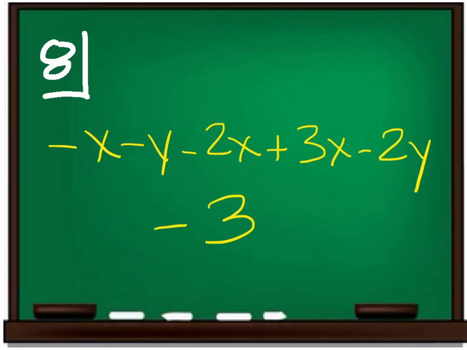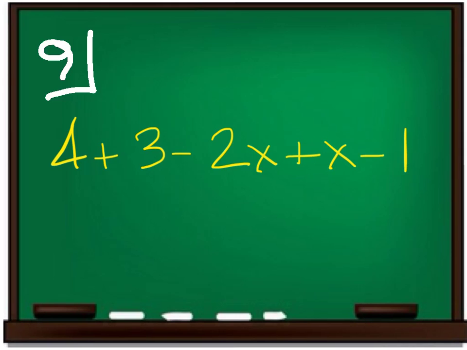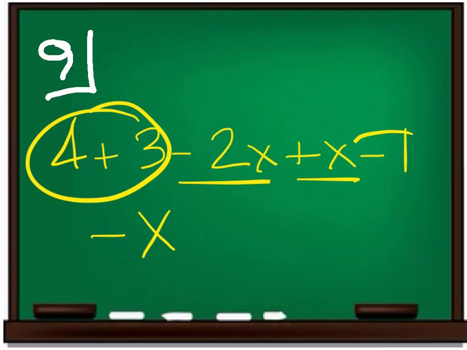Negative 3y. X's have to go first before constants. Negative 2x plus x is negative x. 7 minus 1 is 6. Negative x plus 6.